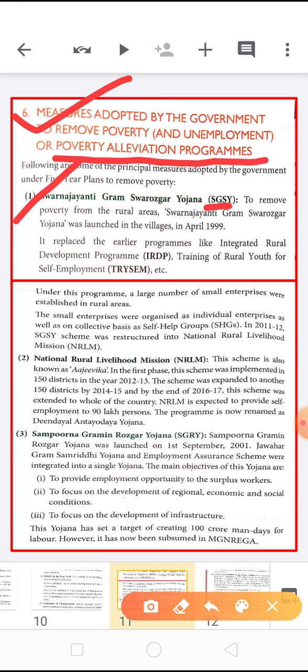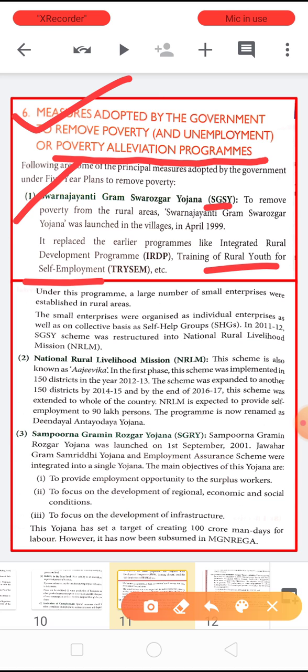So, children, the Swarna Jayanti Gram Swarojgar Yojana was primarily established to remove poverty in the rural areas, and it was launched in the villages in April 1999. It replaced the earlier programs like the Integrated Rural Development Program, which we call IRDP, and Training of Rural Youth for Self-Employment.